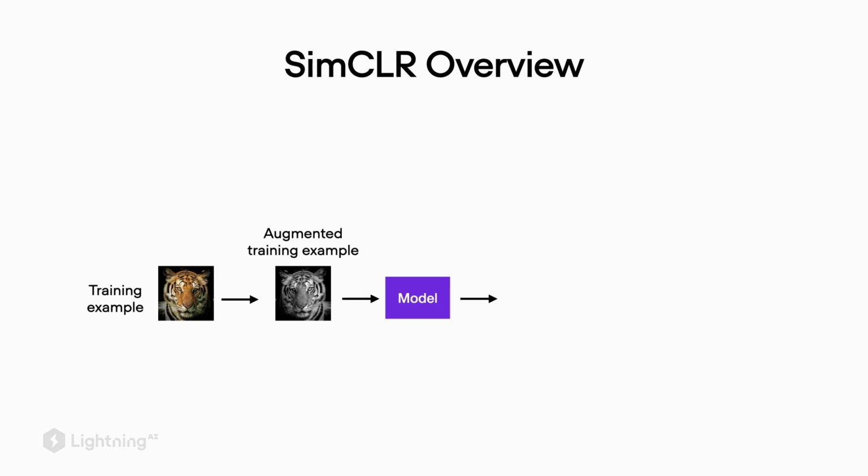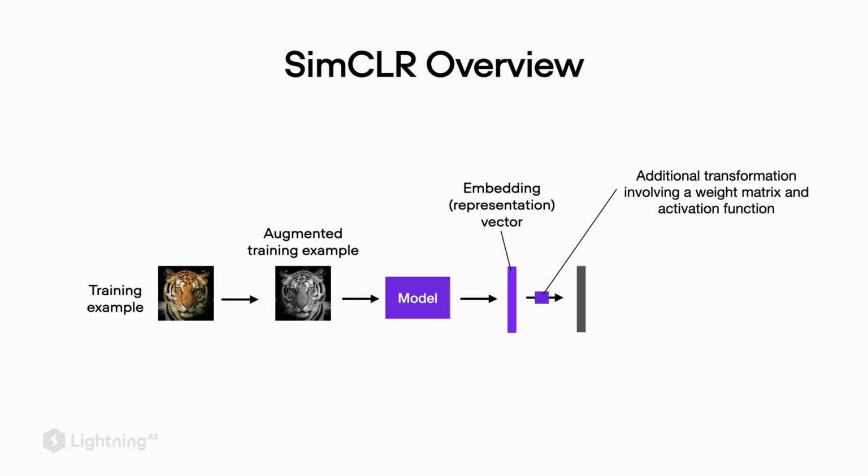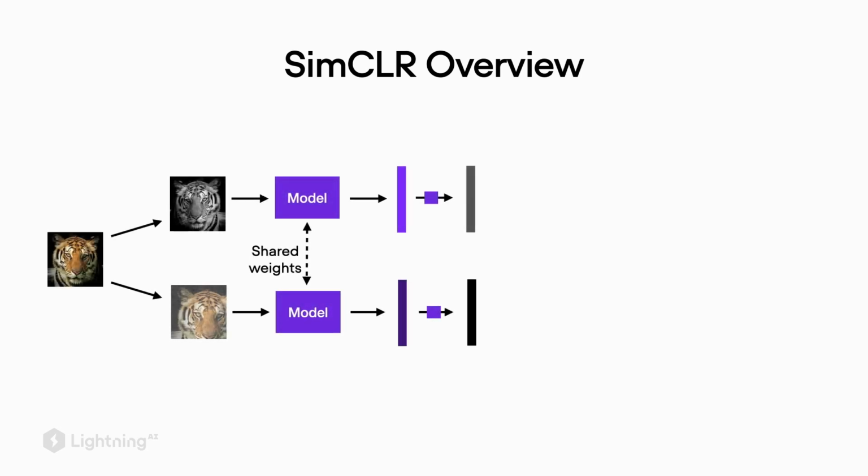So first we take input images and we augment these input images. And the augmented images are then passed to the model. The model will then produce a general embedding vector, which is then followed by additional transformations, which then produce another output vector. Since we are still talking about contrastive learning here, we are still interested in minimizing the distance between two similar inputs. So in this case, if we have two augmented versions of the same input image, we can consider them as similar images.